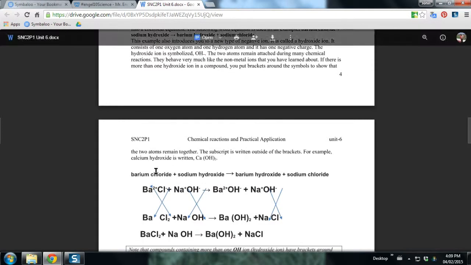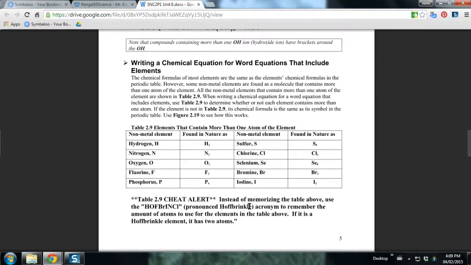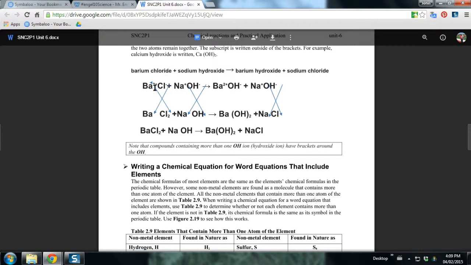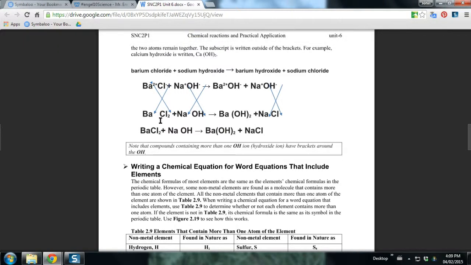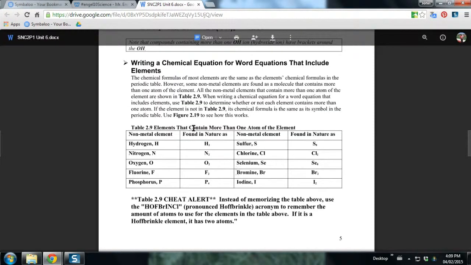If it's barium chloride, we know that chlorine is going to represent two atoms just by saying chloride. As you can see right here, that's a given, that's natural. We're going to end up with that. So when we're writing these in, we want to make sure that we remember what these amounts are.